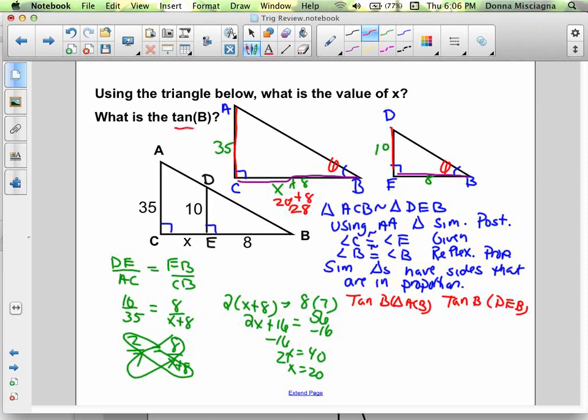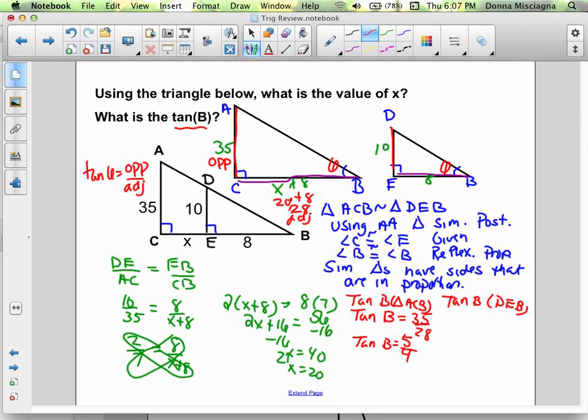Little reminder that tangent is opposite over adjacent, so SOHCAHTOA, right? And so that means let's find the opposite and adjacent in both triangles. So in triangle ACB, the opposite side is 35. That's across the triangle. The adjacent side is 28. So that means that tangent B in the larger triangle would be 35 over 28. Now that's reducible. They're both divisible by 7. If we divide 35 by 7, we'll get 5, and if we divide 28 by 7, we'll get 4. So there's our tangent ratio for angle B.